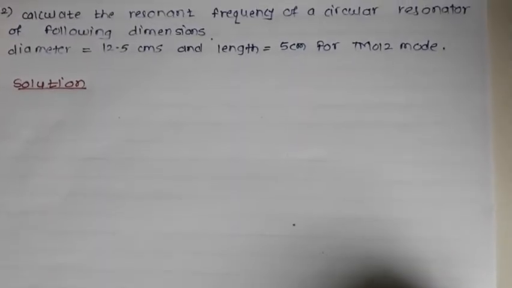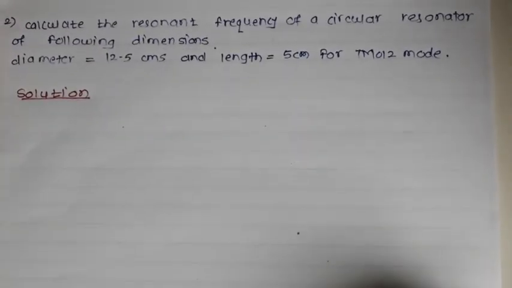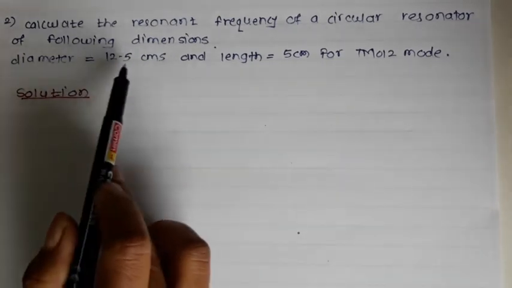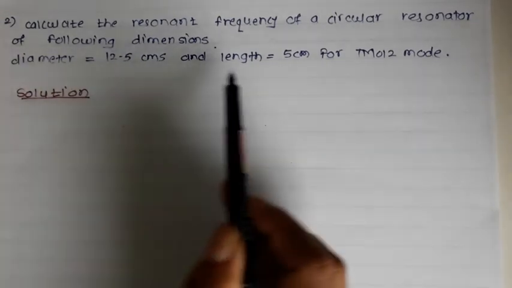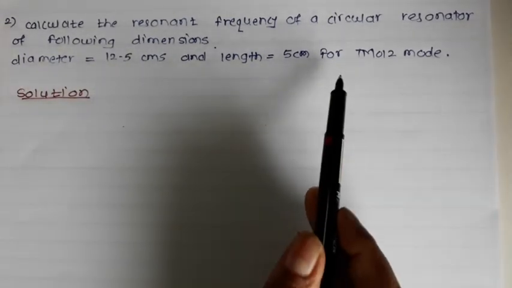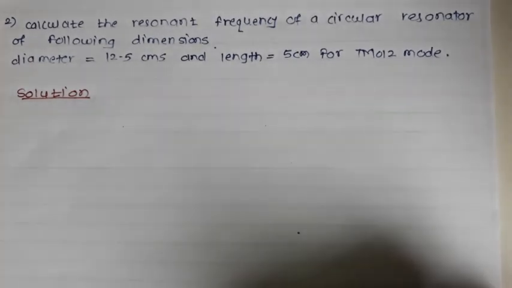Let us talk about another problem. This problem deals with the circular cavity resonator. Calculate the resonant frequency of a circular resonator of the following dimensions: diameter is 12.5 centimeters, length is 5 centimeters, for TM012 mode.